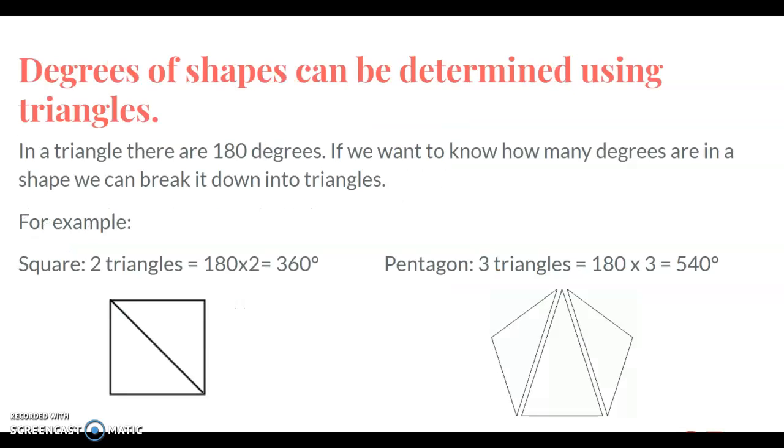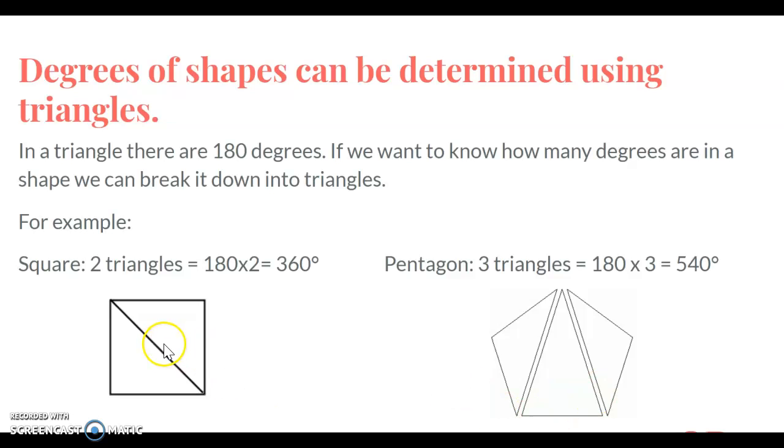There are two ways I figure out how many total degrees are in each shape. First is with the knowledge of triangles. Something I know just from my elementary education is that in a triangle there's 180 degrees. So if we want to know how many degrees are in a shape, we can break it down into triangles.